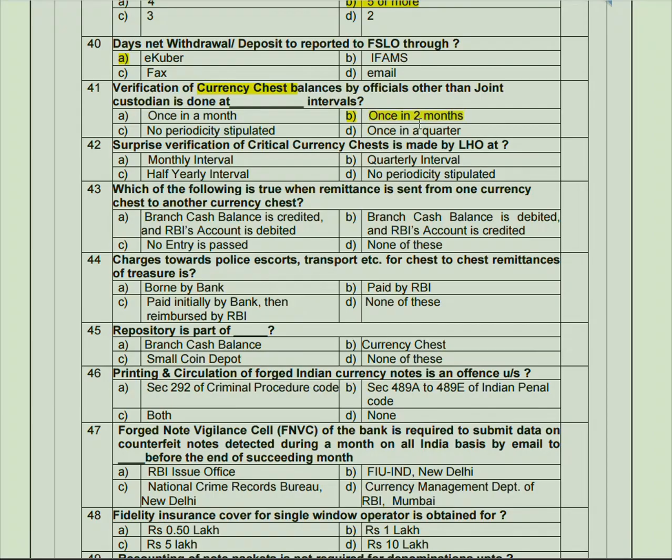Important question. The surprise verification of critical currency chests is made by LHO. So quarterly.